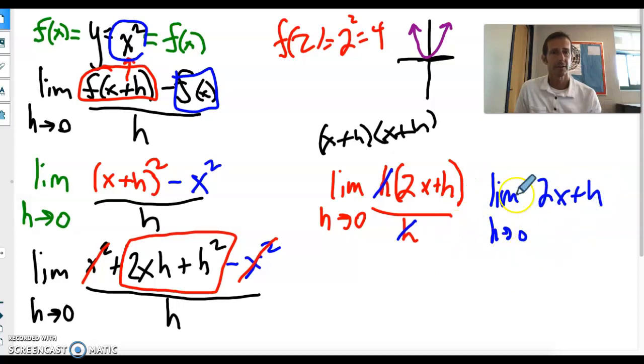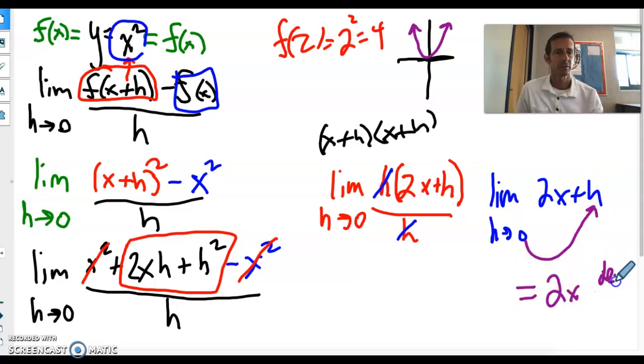So now I'm at the very end, and I am going to do the limit, and all the limit tells you to do is put this number in for that letter, because I want h to approach 0. So if h approaches 0 and equals 0, then this whole thing, as h gets to 0, approaches 2x. This is your derivative function. This function will tell you the slope at any point on this particular curve.